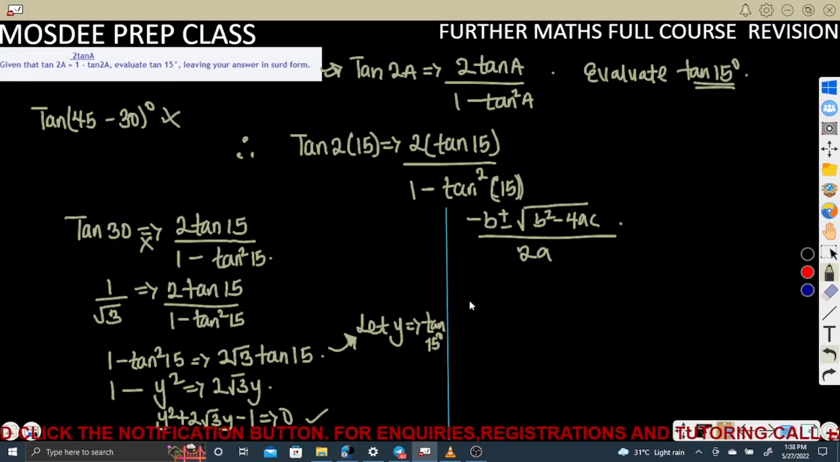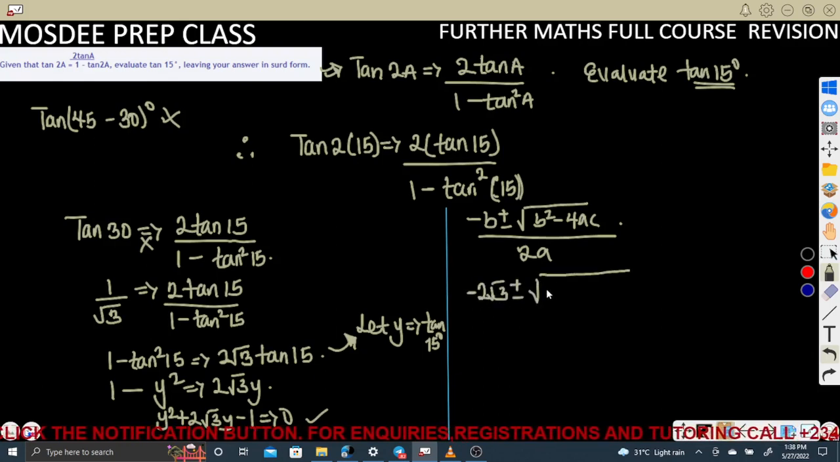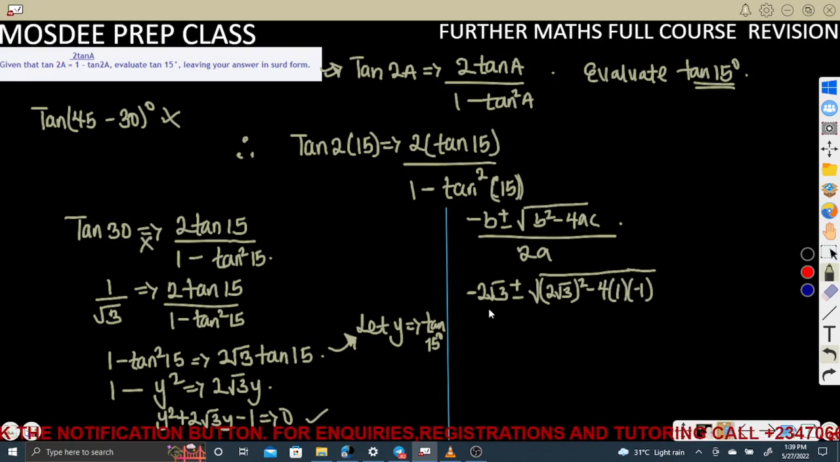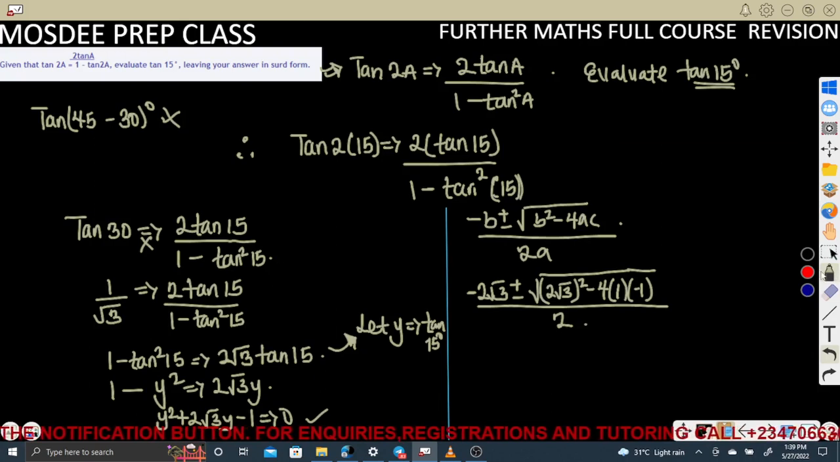Simplifying this, I get negative 2 root 3 plus or minus square root of 2 root 3 all squared minus 4 times 1 times negative 1. We are dividing all of it by 2 times 1, which is 2. On simplification, everything under the root gives 12 plus 4, since minus times minus is plus. 12 plus 4 is 16. Square root of 16 is 4.